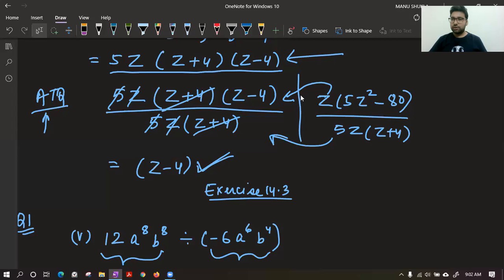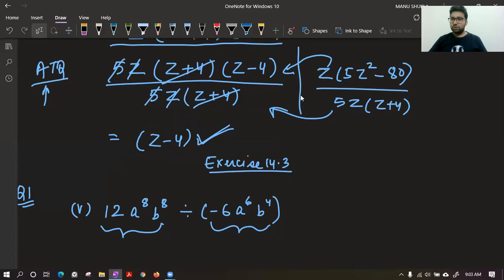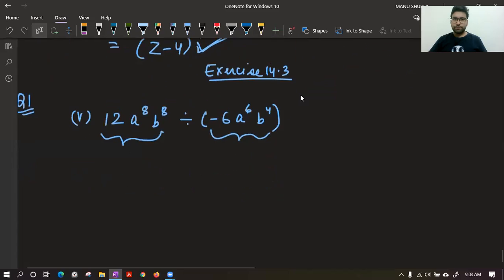Sakshi, is this clear? Samriddhi got it. Do you have any doubts now? Sakshi, please answer.